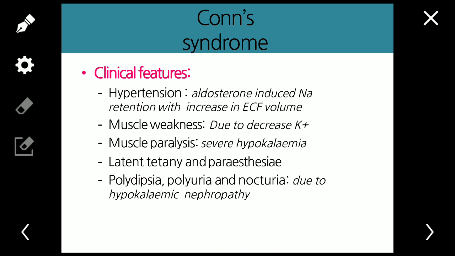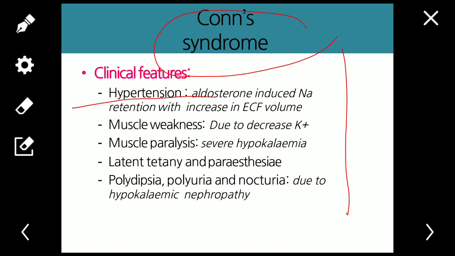Clinical features: mainly it causes hypertension, aldosterone induced sodium retention with increased ECF volume, muscle weakness due to decreased potassium, muscle paralysis, severe hypokalemia, latent tetany and paresthesias, polydipsia, polyuria and nocturia due to hypokalemic nephropathy. All these are the clinical features of Conn syndrome. Conn syndrome is hyperaldosteronism.